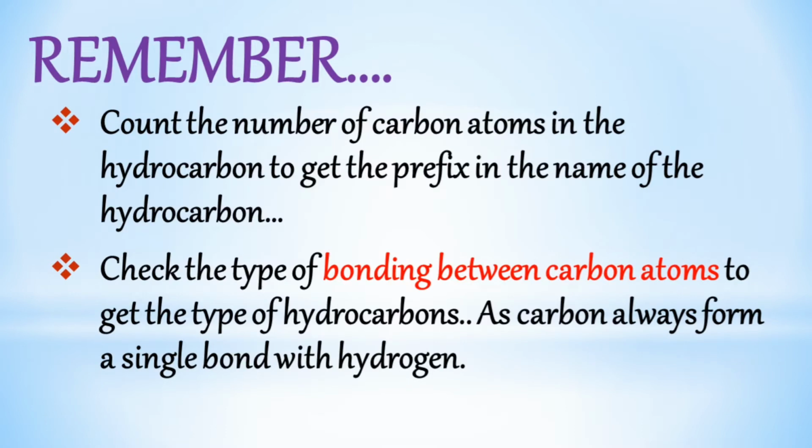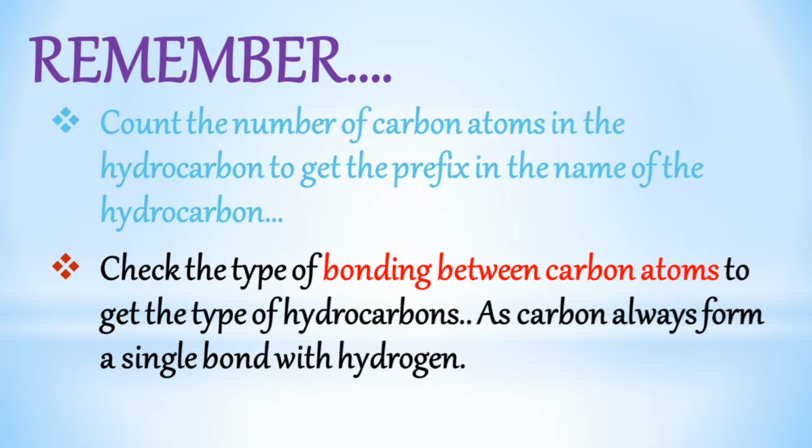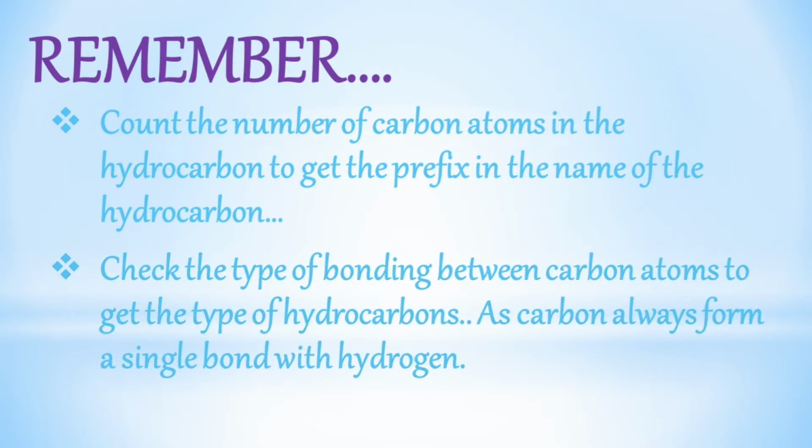So let's remember that in order to understand the name of a hydrocarbon, first we count the number of carbon atoms in the hydrocarbon to get the first part, or the prefix, in the name. Then check the type of bonding between the carbon atoms to get the type of the hydrocarbon. Listen children, we have to check the bonding between the carbon atoms to find the type of hydrocarbon, because carbon always forms a single bond with hydrogen. These are the two basic rules of naming a hydrocarbon.